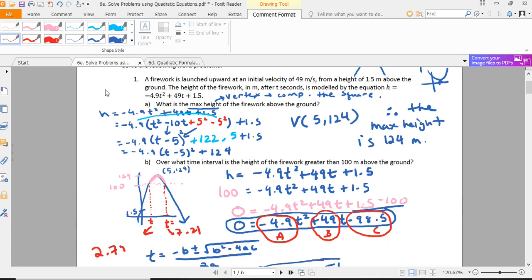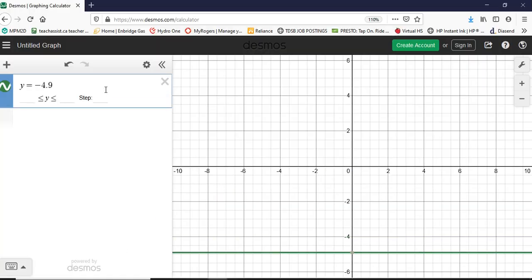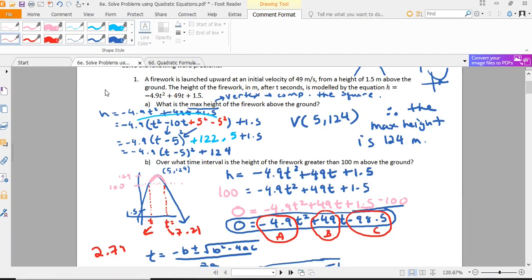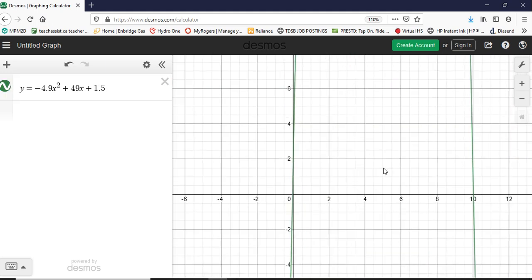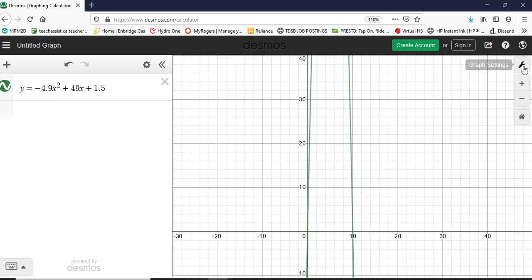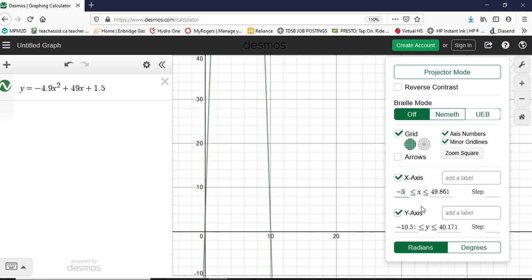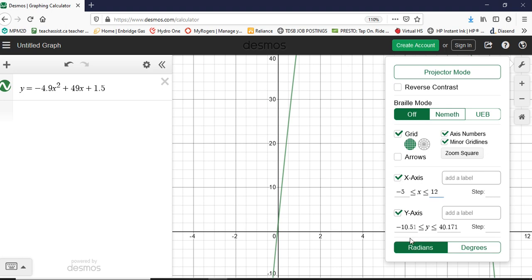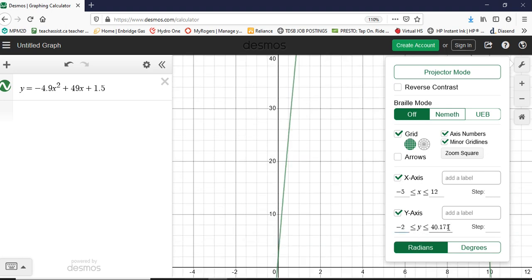Now if I want to check my answers, I can surely open up Desmos. Y equals negative 4.9 x squared plus 49x plus 1.5. Okay, so the scale is probably a little bit off. Let me just adjust the scale. So x-axis, maybe I want it from negative 5 to 12, y from negative 2 to 150.